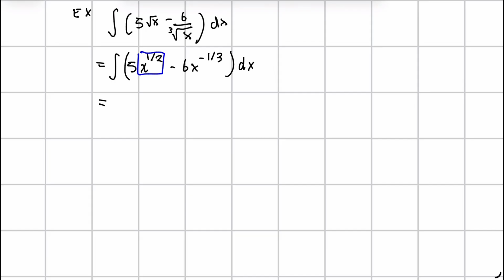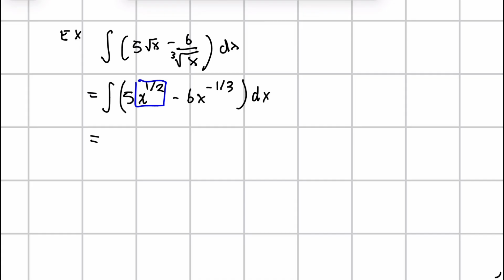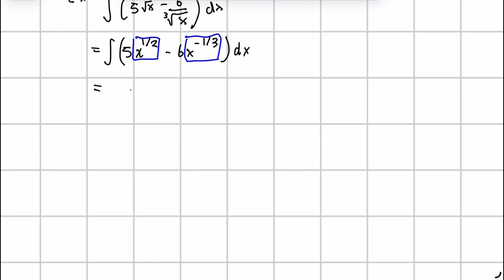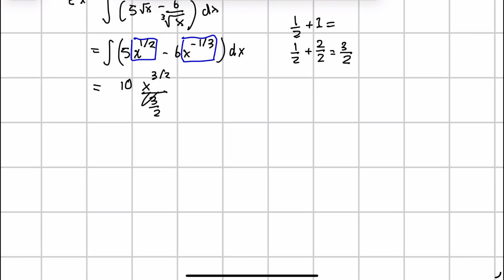Now we can rewrite this using the power rule on each of these parts where we have something raised to an exponent. This will be rewritten as 10 times x to the power of 3 over 2, because we have 1/2, right? 1/2 plus 1 needs to equal to something. So you have 1/2, you can rewrite 1 as just 2 over 2, right? So you have 1 plus 2 is equal to 3. You have 3 over 2. So then you can divide this by 3 over 2, right? And you have that in your denominator.